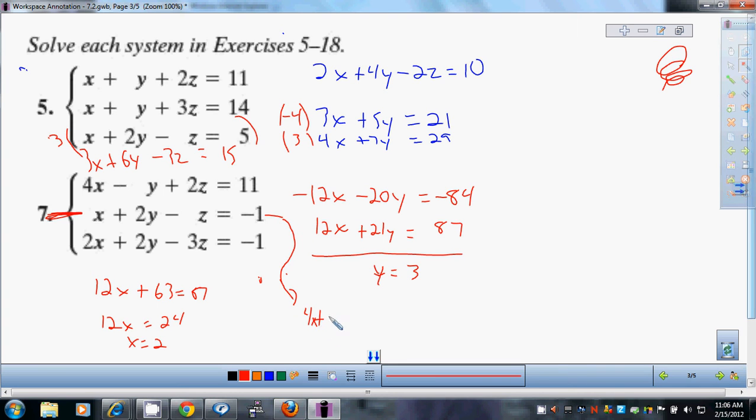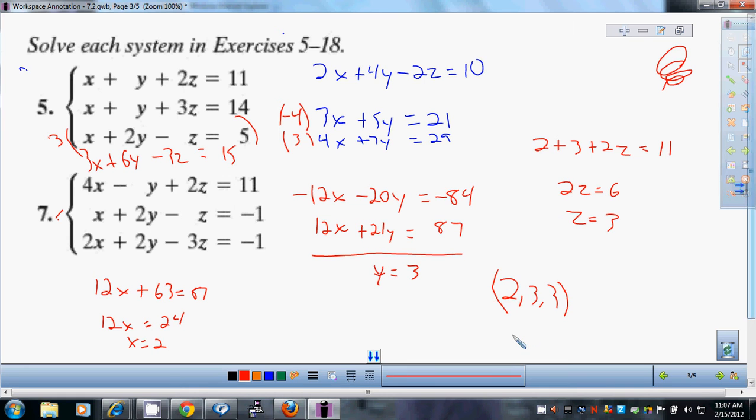4x. I'm sorry? Oh, yes we are. So don't use that equation. That would be very wrong. So which one do you want to use? Which one of the three originals? Top one. Good decision. So that'd be 2 plus 3 plus 2z equals 11. Subtract the 5. Divide by 2. So your ordered triple would be 2, 3, 3.